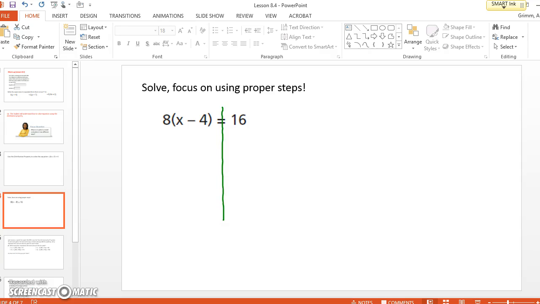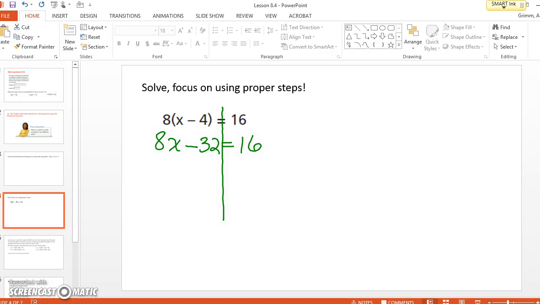All right, and what are we going to do now? Sam? Good. 8 times x. That's 8x. Keep the subtraction, and then 8 times 4, and that's going to equal 16. If you want to change that to plus a negative, that is completely fine because this is going to be the exact same thing. So either way, this one is fine.